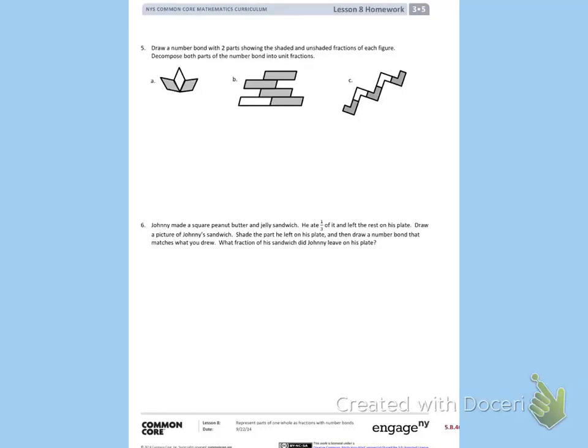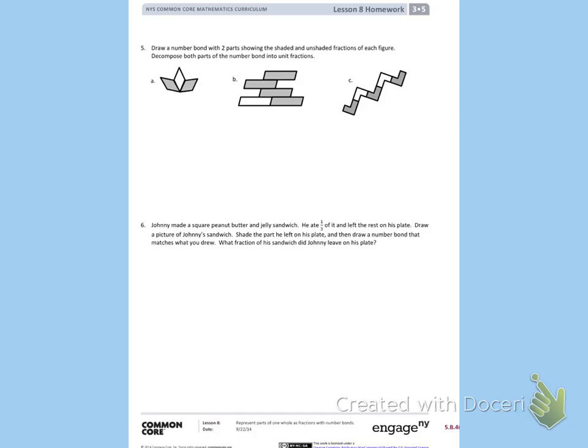Module 5, Lesson 8's objective is to represent parts of one whole as fractions with number bonds. Item 5 says, draw a number bond with two parts showing the shaded and unshaded fractions of each figure. Decompose both parts of the number bond into unit fractions.